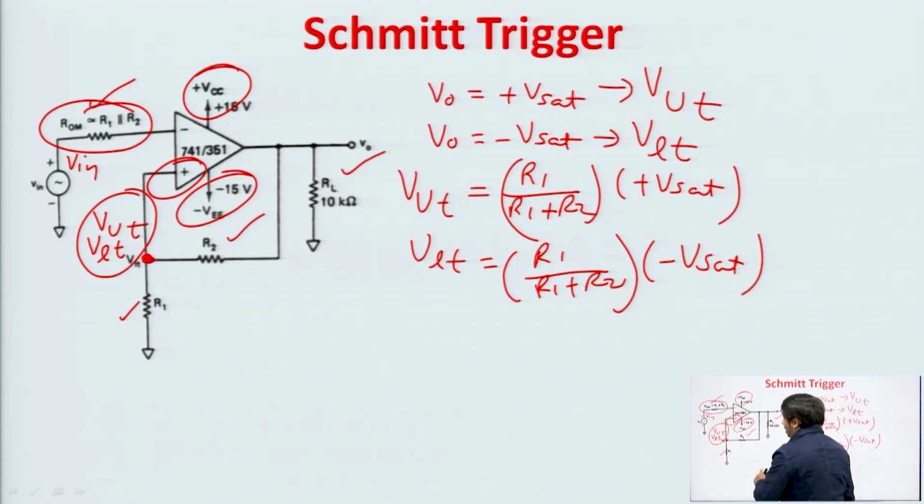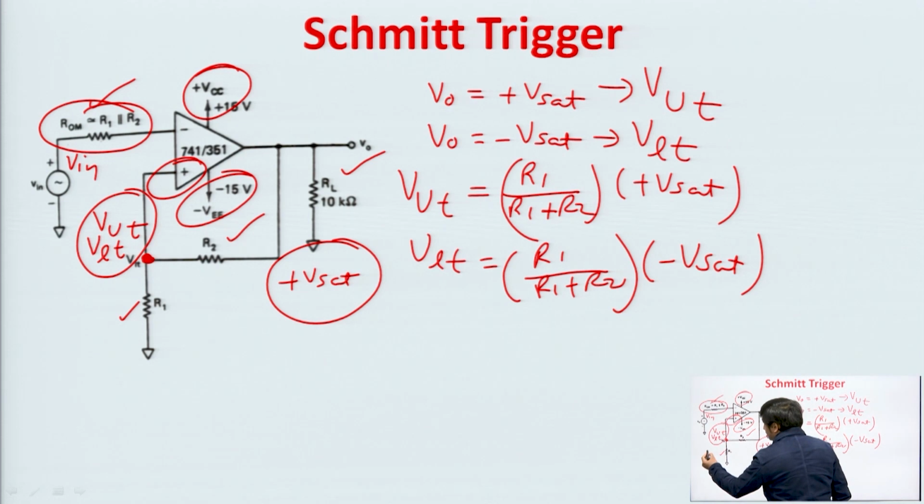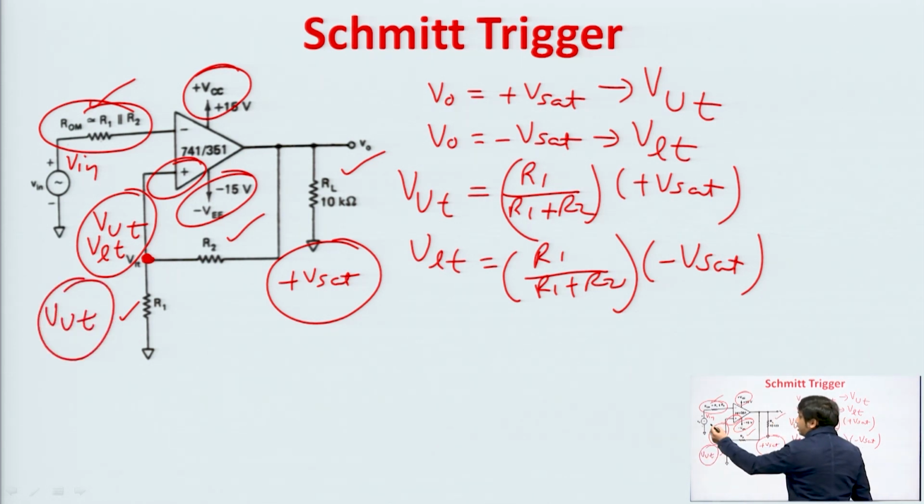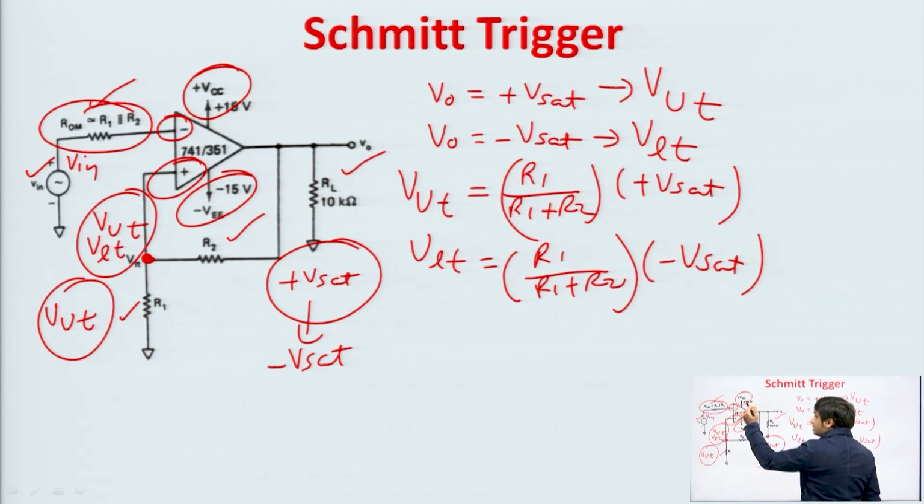Now, see how this circuit works. Let us say the output is at plus Vsat. Then the voltage at the non inverting terminal will be VUT, and whenever the input signal Vin crosses VUT, the output will come from plus Vsat to minus Vsat, because when Vin is greater than VUT, the voltage at the inverting terminal will be greater than the non inverting terminal. So, the output will come to minus Vsat.